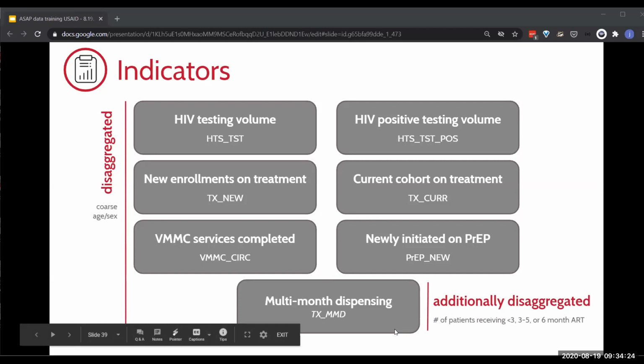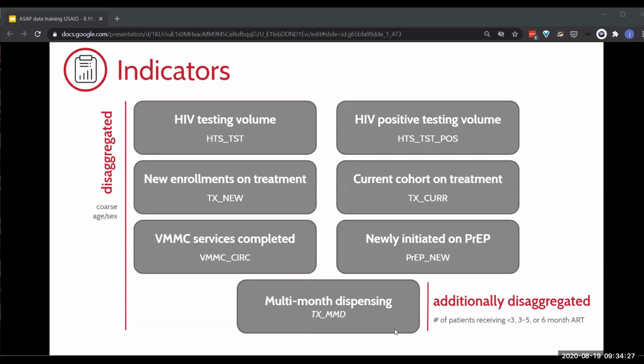So what we have here are the disaggregates required. For HTS-TST, HTS-TST positive, TX-NEW, TX-CURR, and VMMC-CIRC, those are disaggregated by what are called the coarse age disaggregates. That's the 15 plus and under 15. The reason that's different than what's in the MER is that we thought it would be easier for you as partners to report those data, and easier for us to collect them, given that we were asking you to do this more frequently. We thought it would be easier to limit the requirements a little bit. You're still required for MER to report the fine age disaggregates.